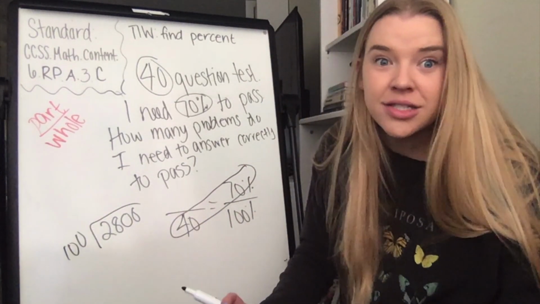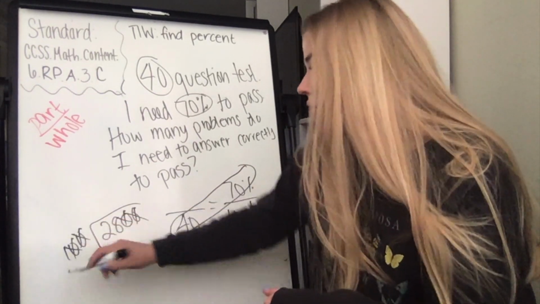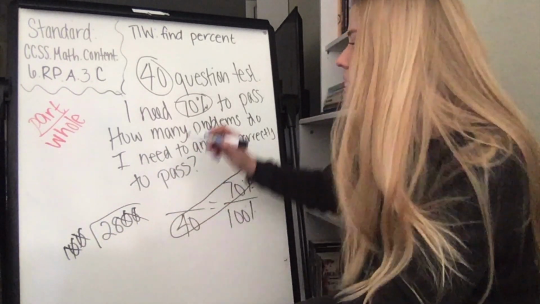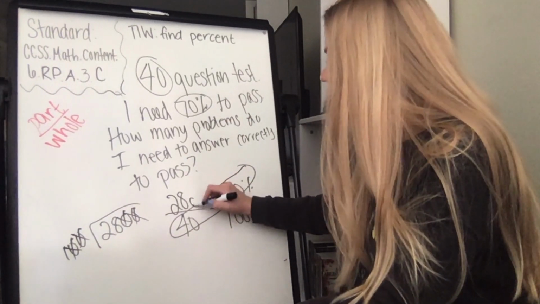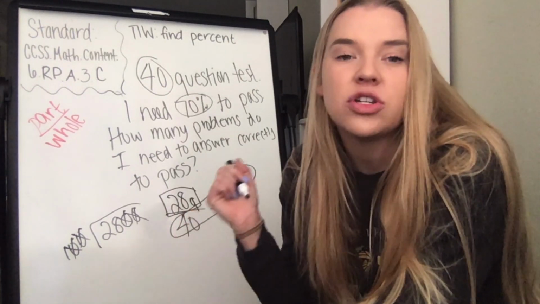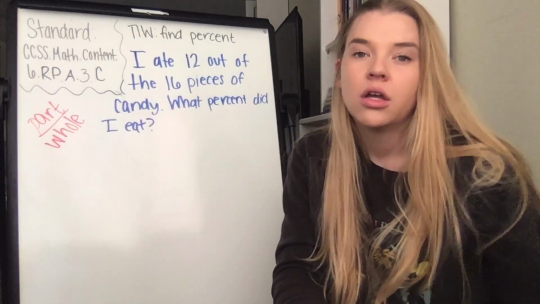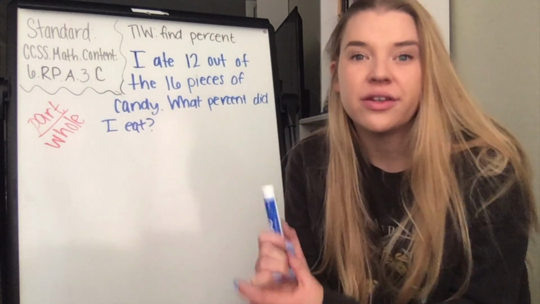If I'm looking at this personally, I'm going to cross off 2 zeros from both. So now I have 28 divided by 1, which is 28 questions. That means that in order to pass this test, I would need to answer 28 questions correctly. Okay, in some problems, they're not going to give us the percentage.